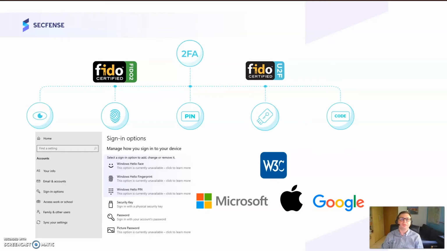First of all, we support an open standard called FIDO2, Fast Identity Online, promoted by World Wide Web Consortium, who takes care for the web development, as well as such prominent companies like Microsoft, Apple, and Google. It means we use what is natively provided by Windows, macOS, iOS, and Android. For example, you can see a screenshot from Windows Hello showing face recognition, fingerprints, and PIN.